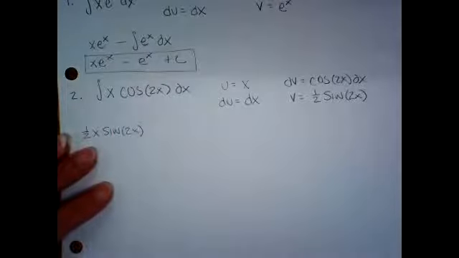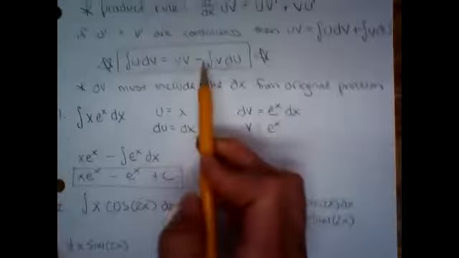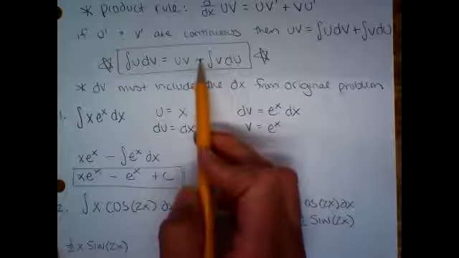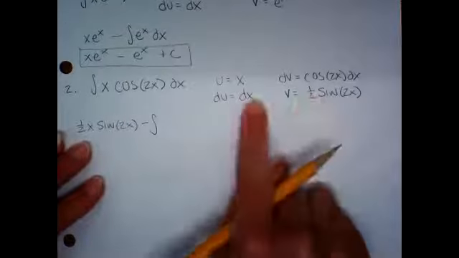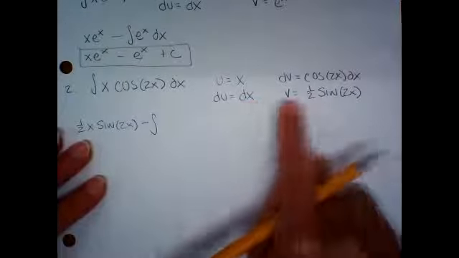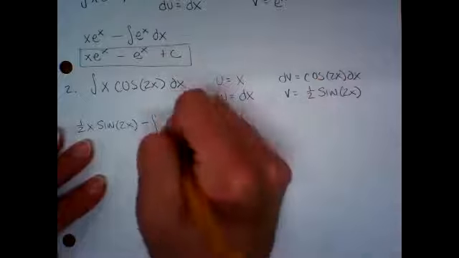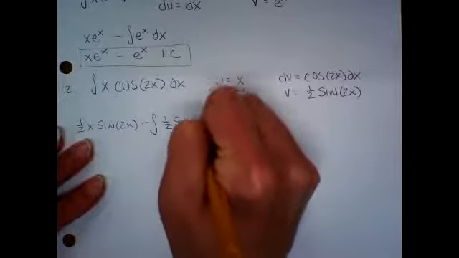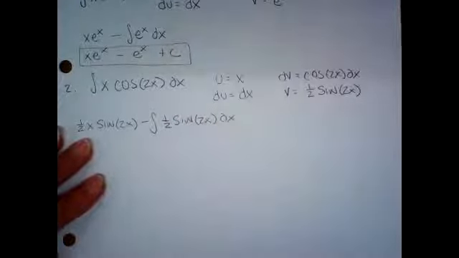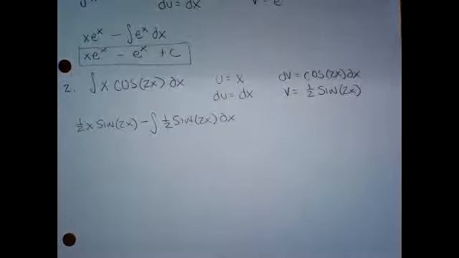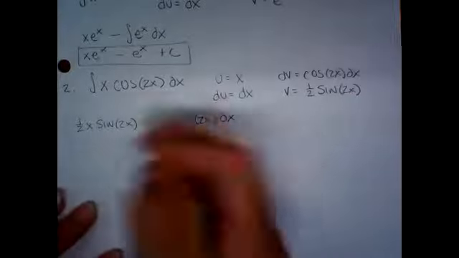So u times v minus, and again, this is the little formula I'm following, minus integral v du. So we're going to multiply these together. So it would be 1/2 sine of 2x dx. And then you have to do that antiderivative. Like I said, there's two antiderivatives. So now we've got to do this antiderivative.